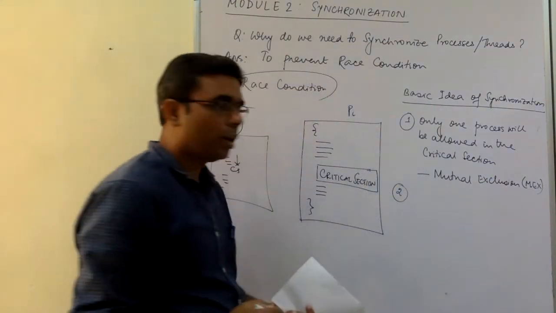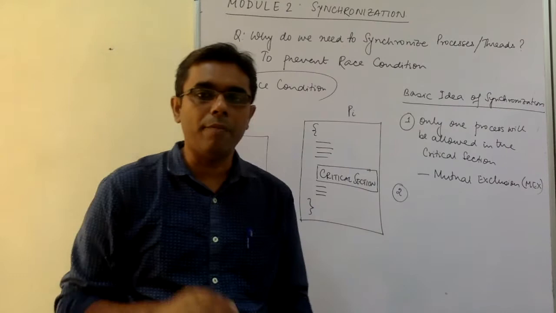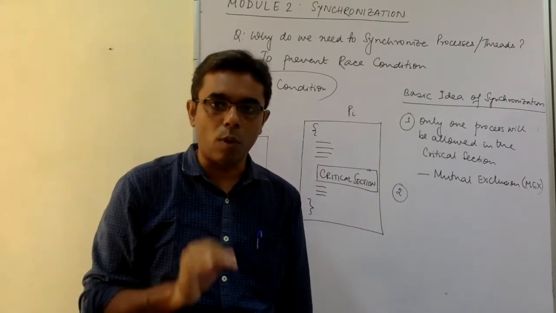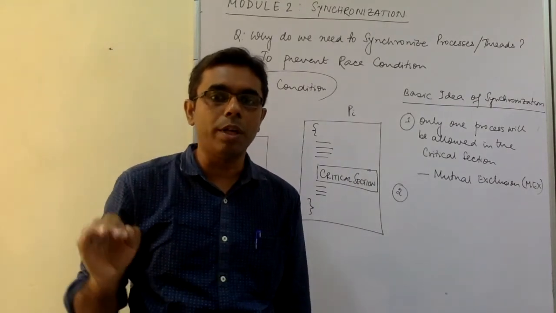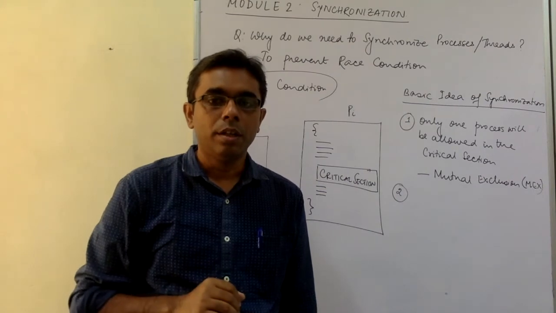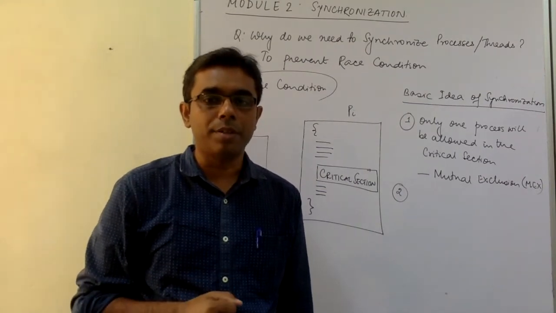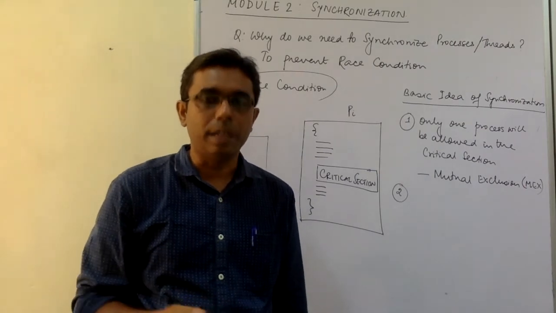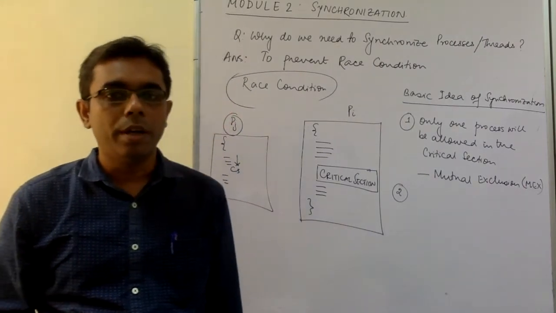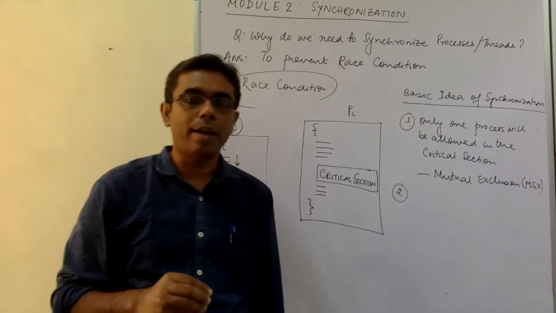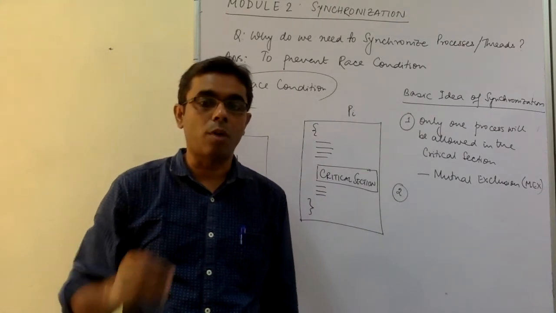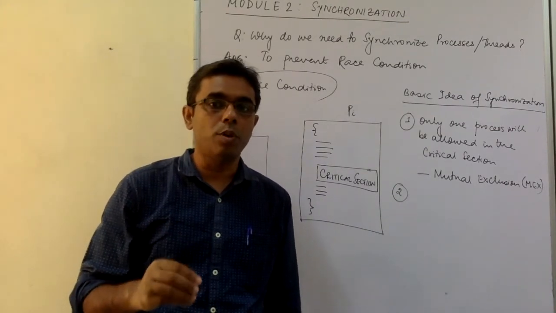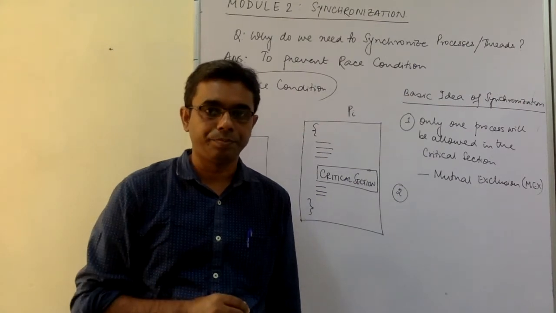Once we have imposed this restriction that only one process would be executing in the critical section, the obvious question that comes up is, how do you decide who will enter the critical section? That is exactly what we are going to talk about in the different software and hardware-based techniques of deciding which process will be entering the critical section.